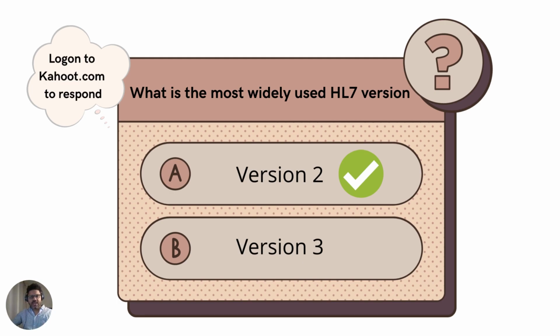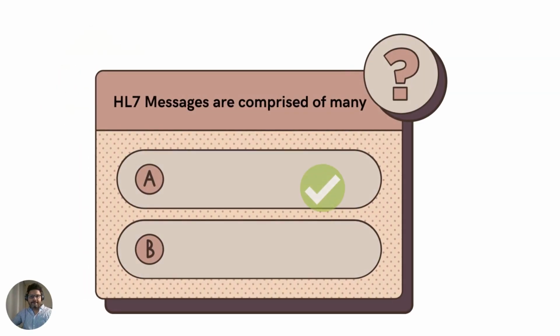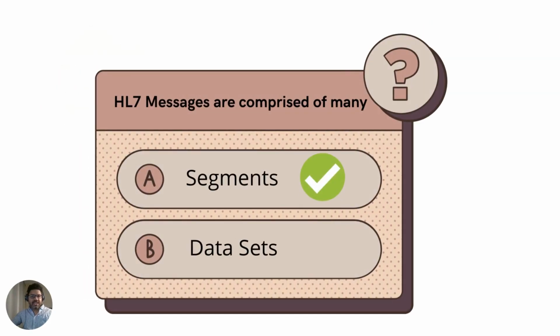And at the end, just to help us review what we learned so far, I've got a couple of questions which you can try to answer through kahoot.com. What is the most widely used HL7 version? Is it version 2 or version 3? Log into kahoot.com and type in your answers. I can see it live. The correct answer is version 2. And the next question: HL7 messages are comprised of what? Data sets or segments? The correct answer is segments.